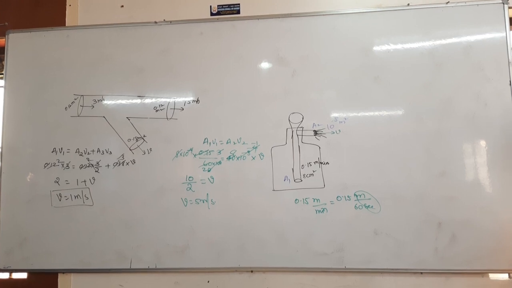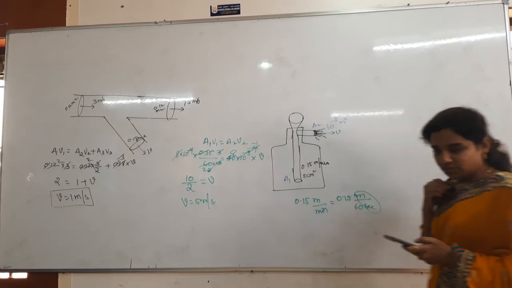The diameters of the pipes are 3 centimeters and 6 centimeters. Find out the answer. Read the question first. Then stop it.